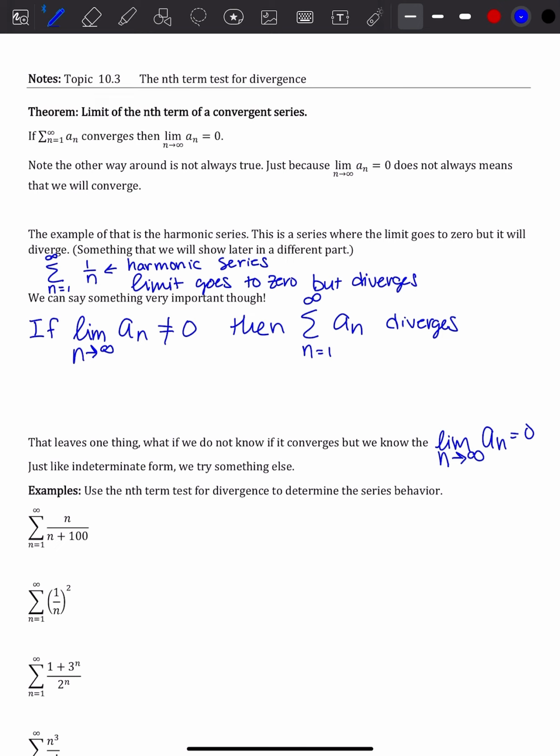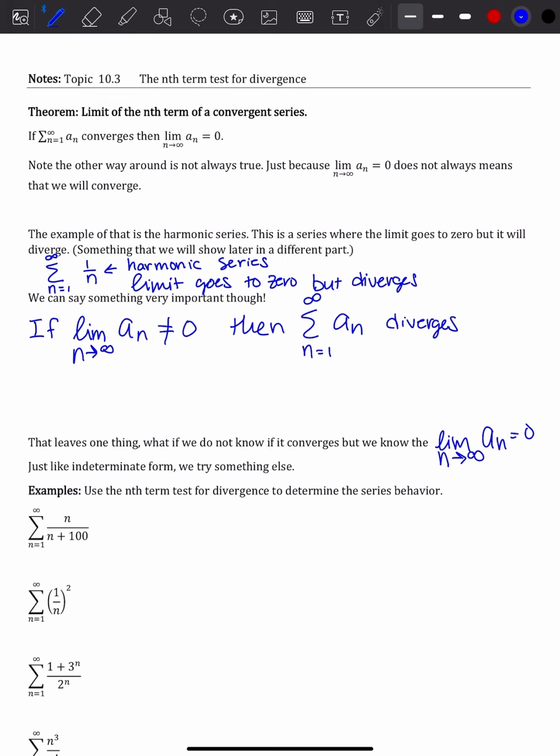And that's the biggest part of this unit, especially at the beginning, is just learning these different rules to test for convergence or divergence. We might not always find what it equals, but knowing if it converges or diverges tells us information about what we're dealing with. So just like indeterminate form, if we get that the limit does equal 0, we can't really say anything else, so we have to try a different test.